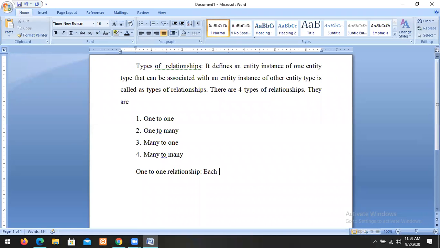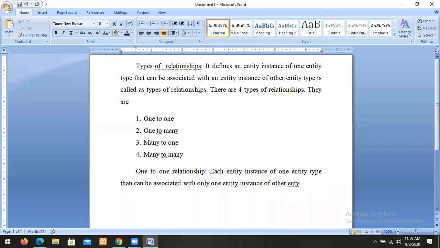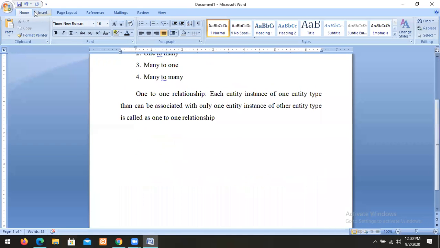Each entity instance of one entity type that can be associated with only one entity instance of other entity type is called one-to-one relation. So what is one-to-one? Each entity instance of one entity type that can be associated with the entity instance of other entity type. So let us take two entity types A and B, for example.